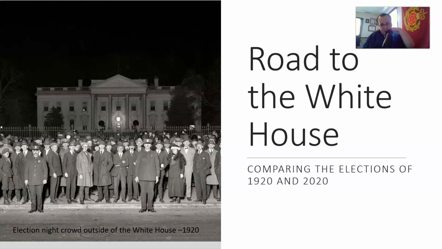If you know about the election of 1920, and it's okay if you don't, because we're going to learn. That's what we're here to do. So we're looking at a lot of primary source documents, a lot of primary source photos, things like that. This is our first one.